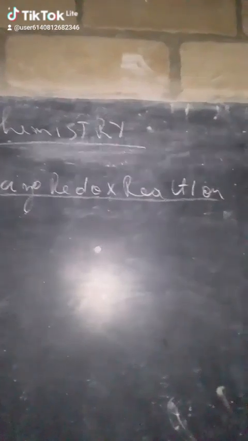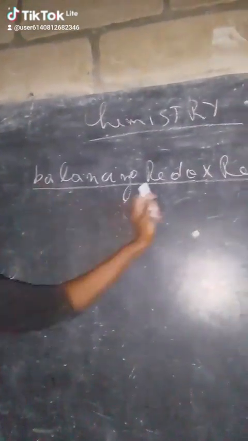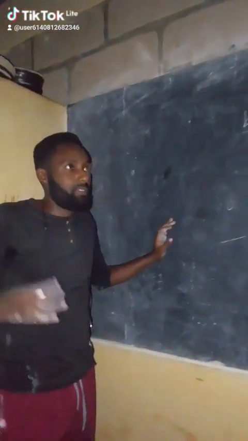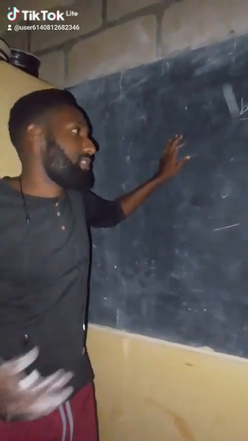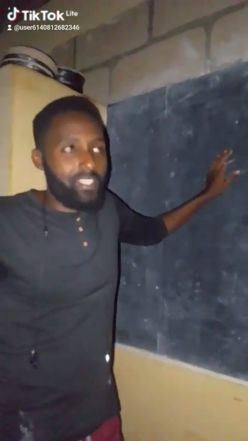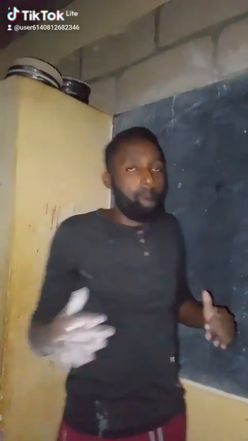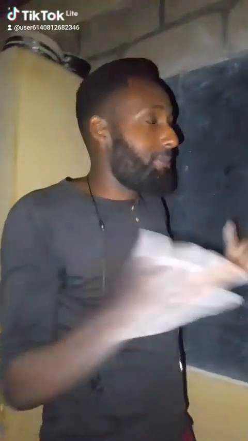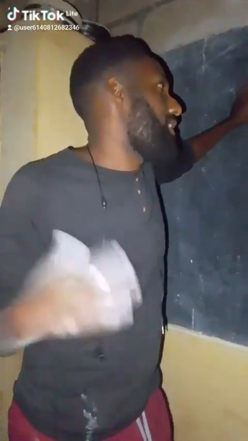Tugarutse muri rya somo ryacu rya chemistry, aho tugiye kureba icyo bita how to balance, cyangwa se balancing redox reaction. So redox reaction mu magambo make is the chemical reaction in which oxidation and reduction takes place simultaneously. Ni igihe oxidation na reduction bibera icyarimwe muri chemical reaction runaka.